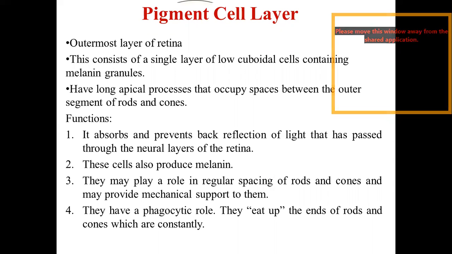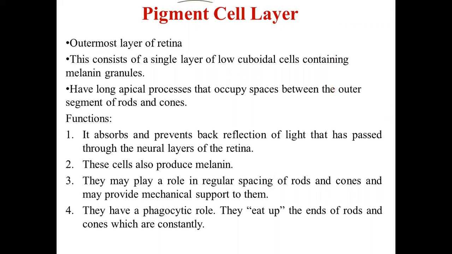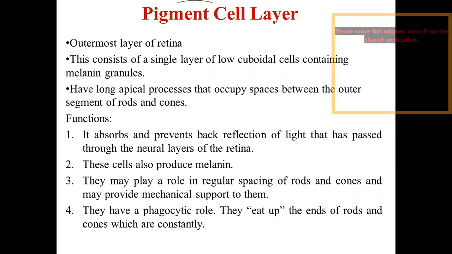What is the function of this layer? First, it absorbs and prevents the back reflection of light that has passed through the neural layers of retina. So there is no back reflection of light once it is fallen on pigment layer. They produce the melanin and they play a role in regular spacing of rods and cones and provide mechanical supports to them. They also have phagocytic role, so they eat up the ends of rods and cones which are constantly present.